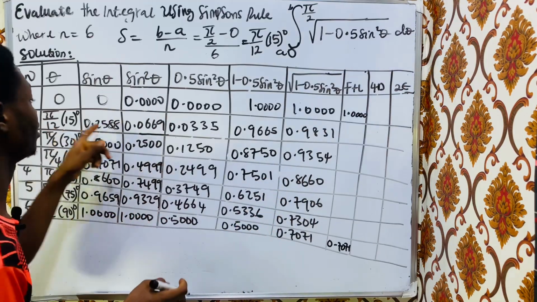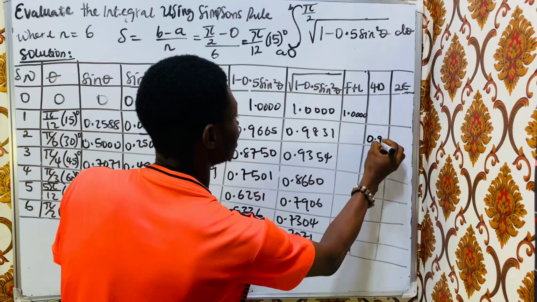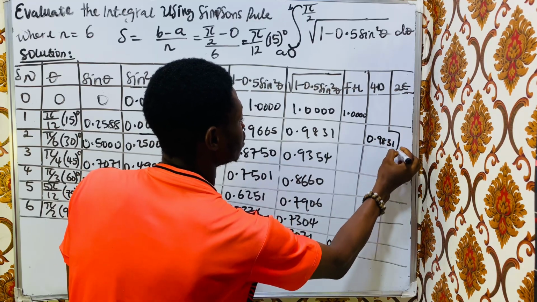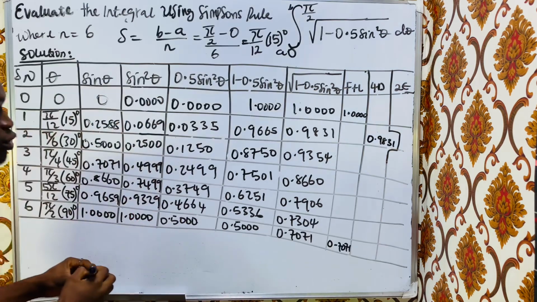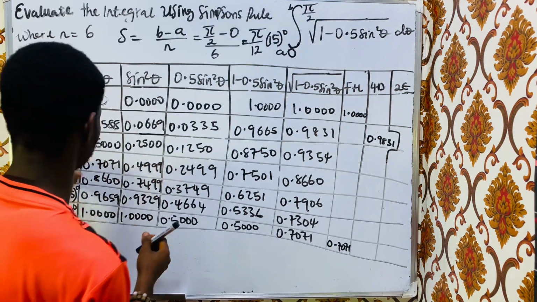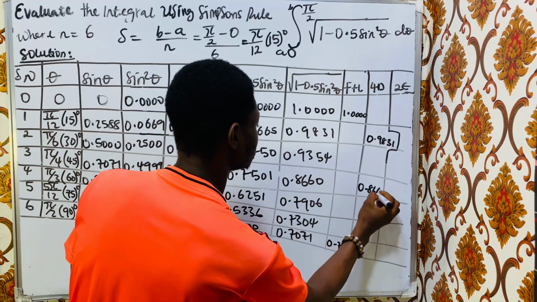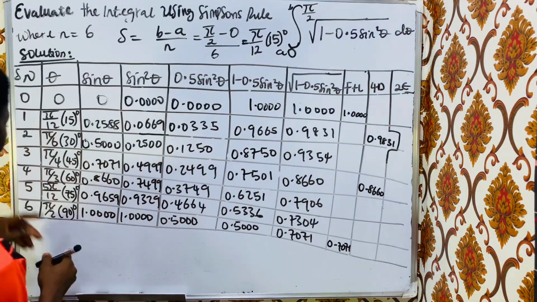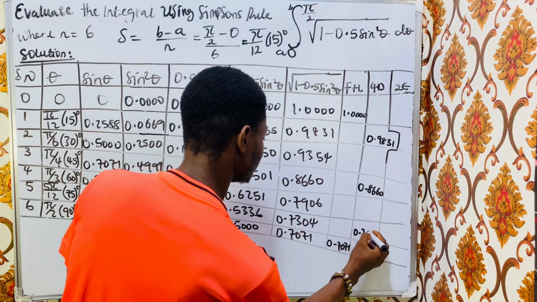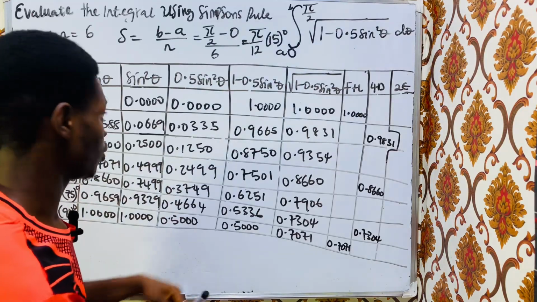Then 4 times the odd terms. Which are the odd terms? We have 1, so let's write this one: 0.9831. 4 times the odd term, so 1 is an odd term. Which other one? 3. So let's trace the number that 3 is: 0.8660. Then which other odd term? 5. We have this, 0.7304. That's it here, so we are through with this side.